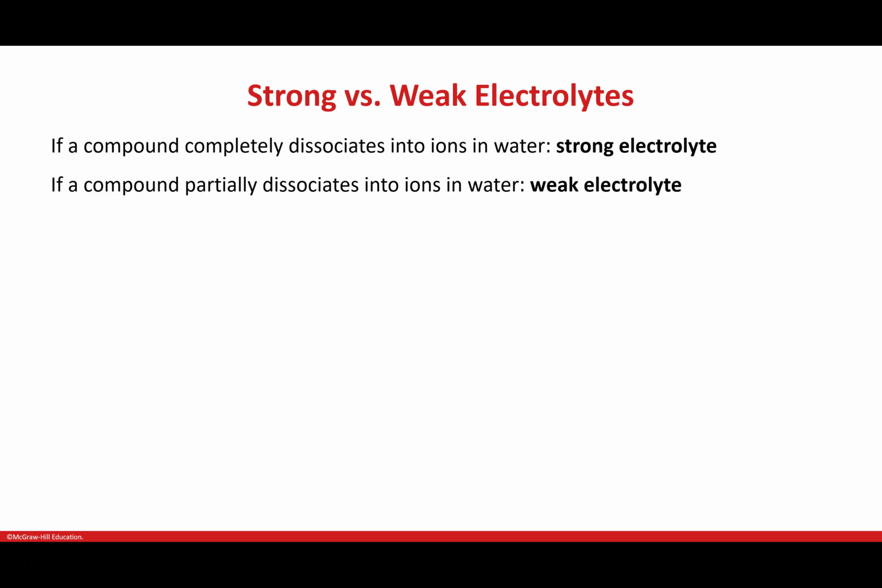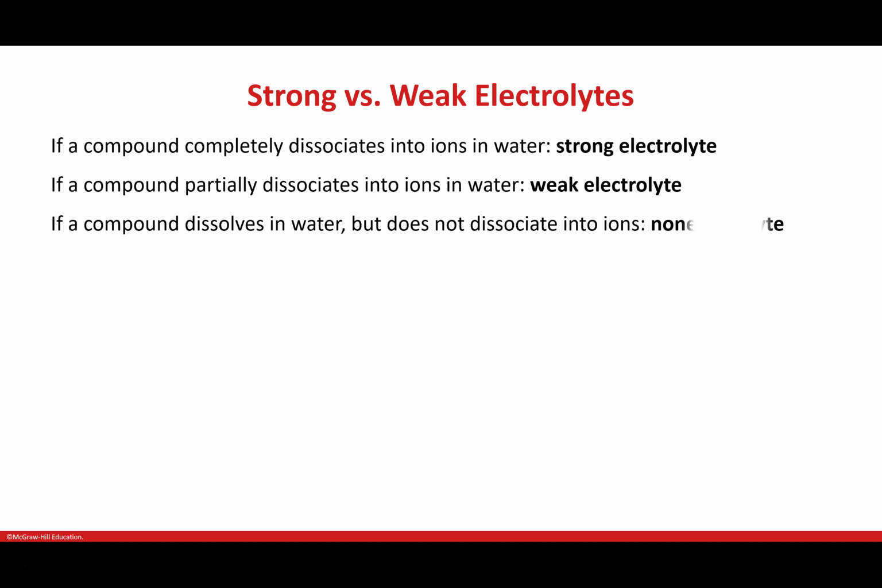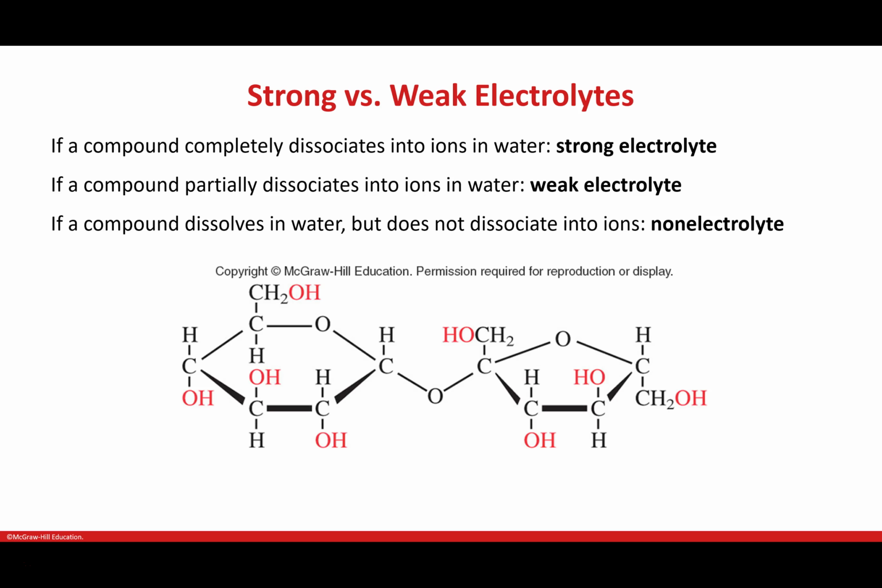Okay, so if something can light up the light bulb, if it can allow for a current to pass, we call that a strong electrolyte. There is something called a weak electrolyte, where it only partially gives you ions, and then a non-electrolyte. So sugar was a non-electrolyte.